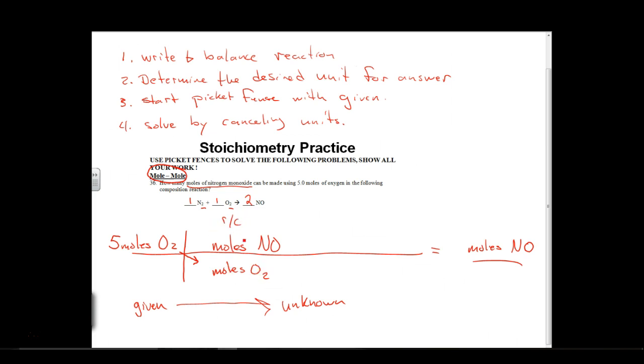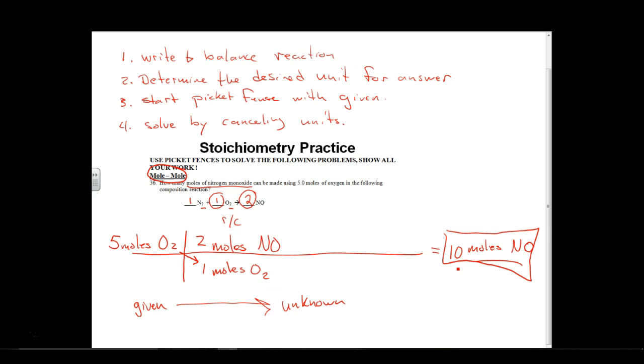I simply look at what's in front of O2. That's a 1. I look at what's in front of NO, and that's a 2. So I put it here. Then I do the math. 5 times 2 divided by 1, that's easy enough. That's 10 moles of NO. What that is saying is if I have 5 moles of oxygen and I react it with whatever nitrogen, we don't care right now, we can create 10 moles of nitrogen monoxide.